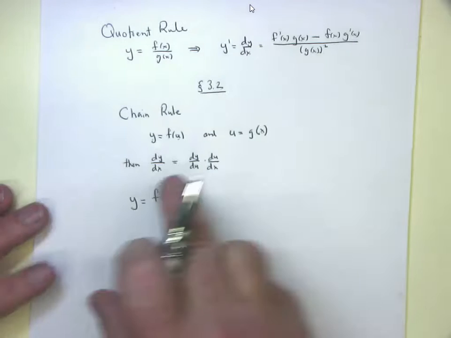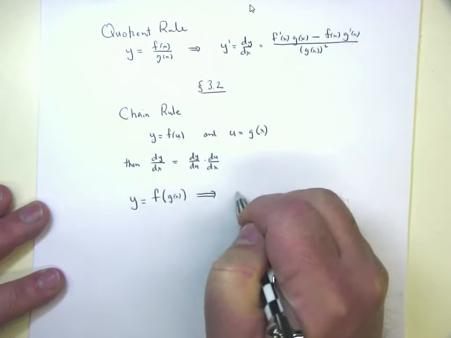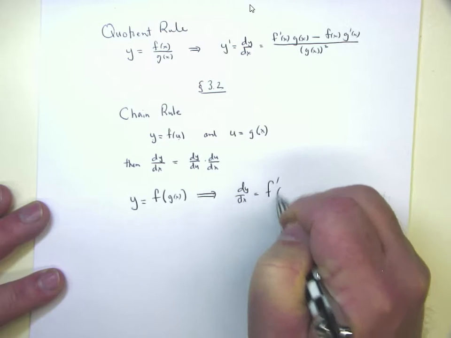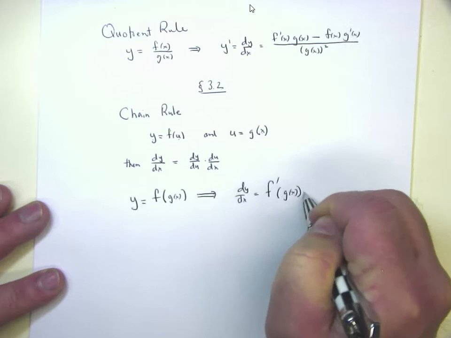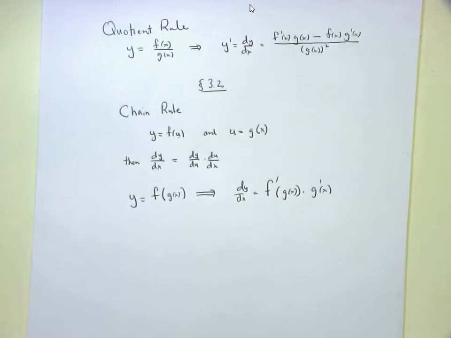So another way of looking at it, besides this Leibniz notation, is this. dy over dx would be equal to f prime of g of x times g prime of x. That's the formula. But again, the way I like to look at this stuff, because it's going to become much more advantageous later on, is not just memorizing the formula, but memorizing the words of what you're supposed to do.